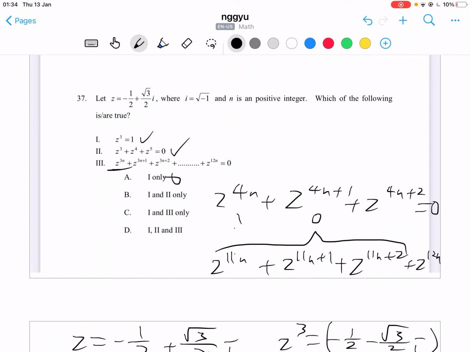And this is actually equal to z cubed to the power of 4n, which is equal to 1 to the power of 4n, and it is always 1. So the whole expression, instead of being equal to 0, is equal to 1 instead. And number 3 is wrong. So the answer is B.